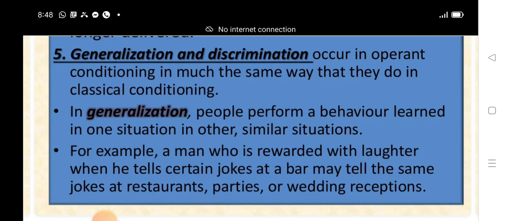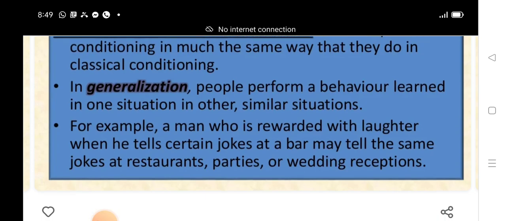the rat will stop doing so. Generalization and discrimination occur here in operant conditioning in much the same way that they do in classical conditioning. In generalization, people perform a behavior learned in one situation in other similar situations. For example, a man who is rewarded with laughter when he tells certain jokes at a bar may tell the same jokes at restaurants, parties, or wedding receptions.